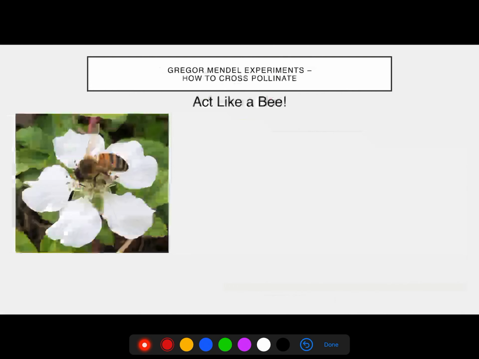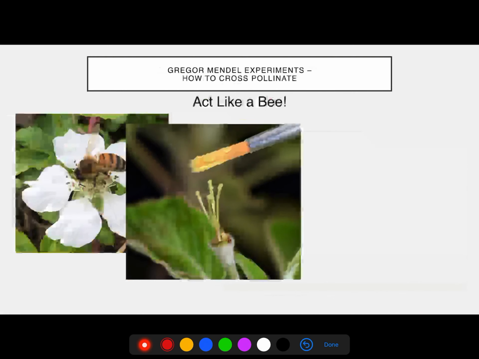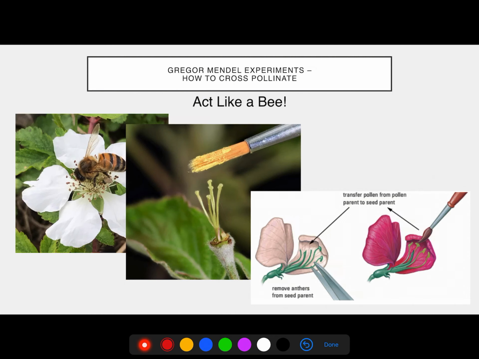You also need to pollinate. So obviously what we would do is we would act like a pollinator, like a bee, in order to cross-pollinate a plant. And what Gregor Mendel would do is he would take a flower, he would remove all of the anther from a flower, and then he would use the pollen from a different flower and then place that pollen on the style or the stigma of the carpel and pollinate it using a paintbrush. And so you can actually do this at home if you wish to breed your own varieties or colors of plants.